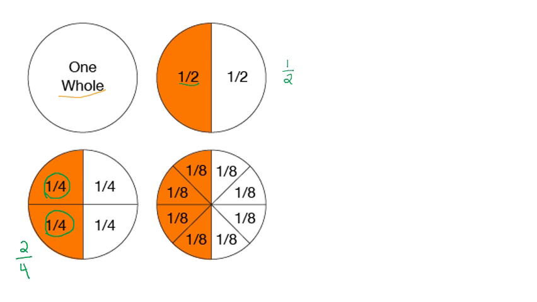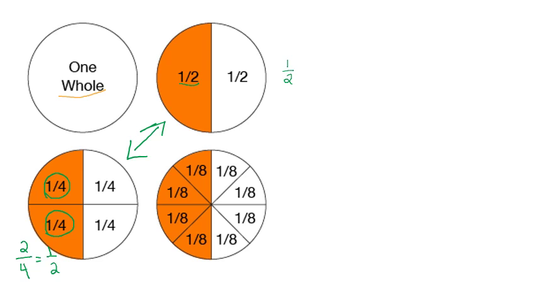It still shows a half because those are equivalent fractions. 2 quarters is exactly the same amount as 1/2. And we can show that, we can prove it by these pictures. That is exactly the same as that. It doesn't matter how many times we slice up the pie.